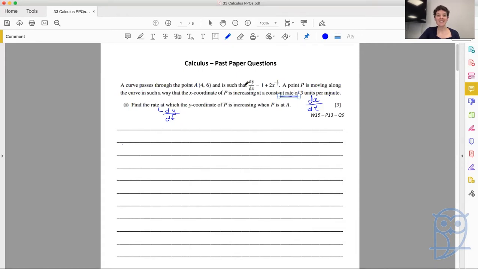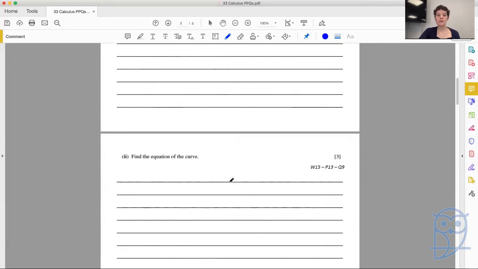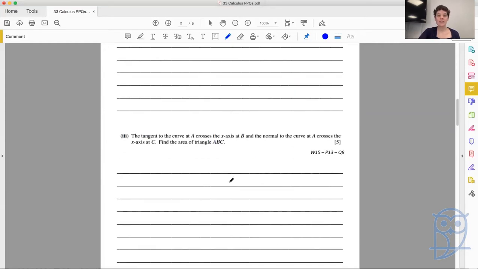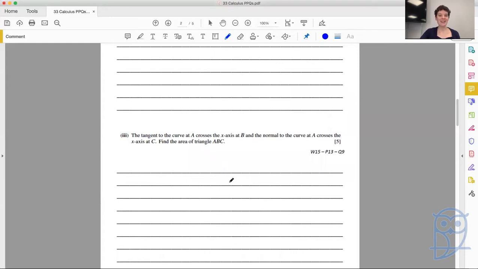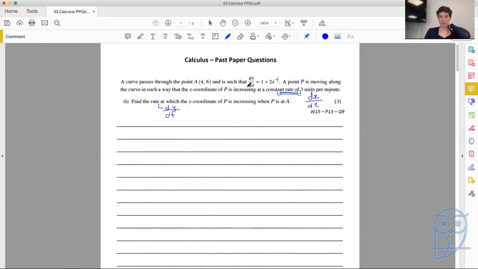So with 3 rates, we're looking at a chain rule. Then part 2, find the equation of the curve: from dy/dx to y equals, we're going to be integrating. Then part 3, the tangent to the curve at A crosses the x-axis at B, and the normal to the curve at A crosses the x-axis at C. Find the area of triangle ABC. So we're going to be playing with the gradients again. Going back to the beginning, the curve passes through the point A (4, 6), with dy/dx equal to this.